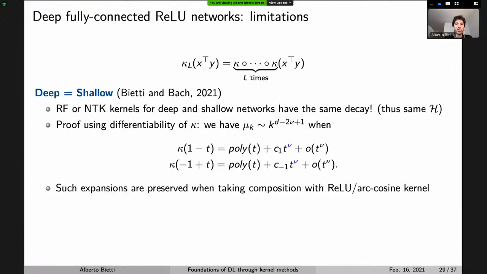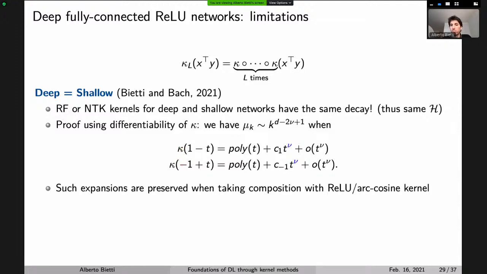One other thing that you can do is study deep networks. This is more tricky because you cannot actually compute the eigenvalues exactly. But what we show in this more recent paper is that you can study the eigenvalues precisely. You can find the decay of these eigenvalues by looking at an asymptotic expansion of the kernel function. Kappa here, as I said, depends on arc cosine functions, typically for ReLU networks.